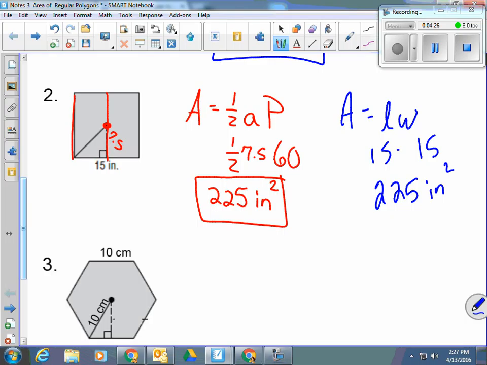Okay, so I don't care which way you use it. It's going to be based on what information they give you. Does that make sense? That's right. Okay, look at number 3.